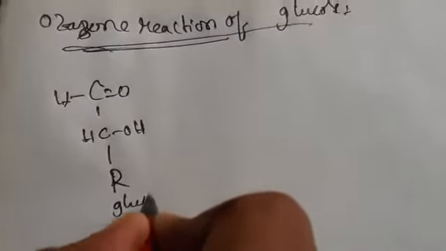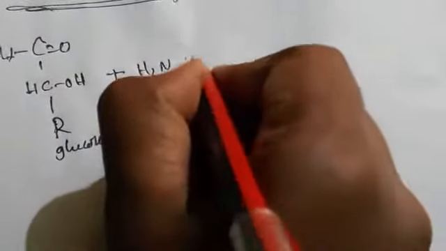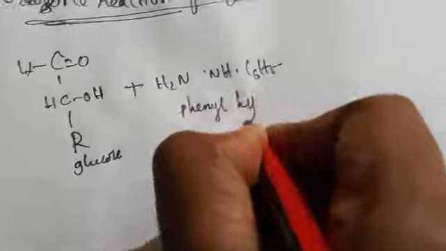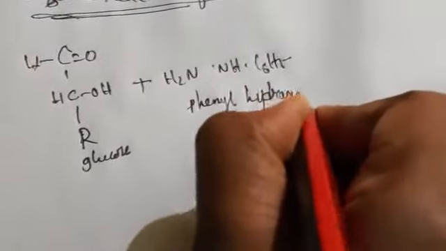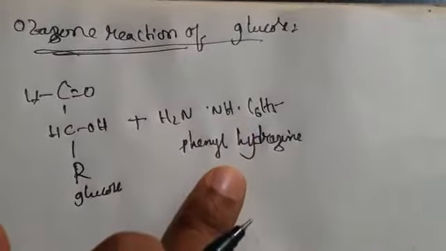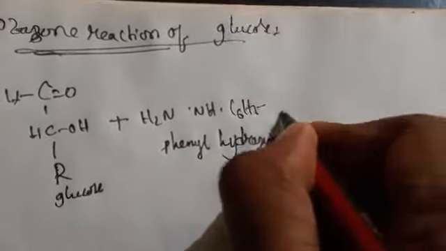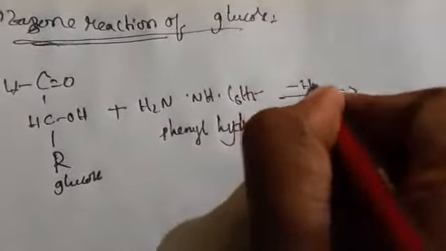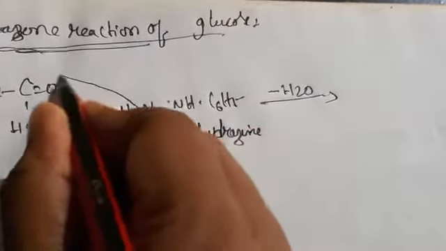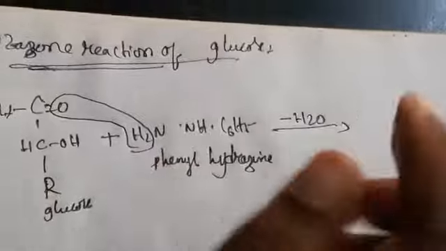This is glucose. So when I treat this one with phenyl hydrazine, NH2, NH, C6H5, this one is phenyl hydrazine. Okay, see here, when glucose is treated with phenyl hydrazine, there will be a loss of a water molecule, minus H2O, meaning this H2O is going to be lost.